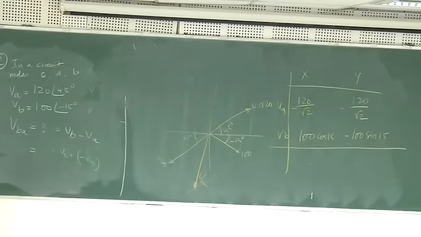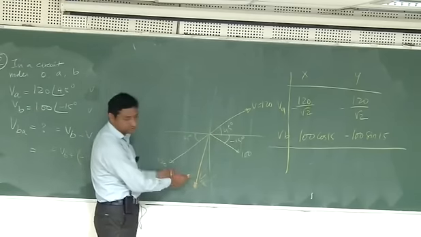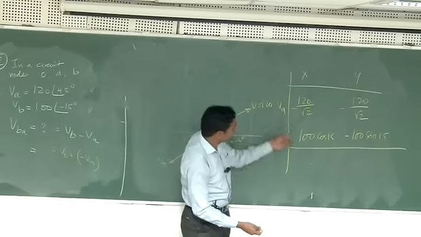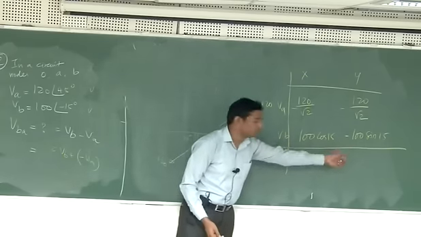Okay. So what I am expecting is that since it is in the third quadrant, both are negative. So that's what we see here. I think this is more and this is less. So this will be negative, that will be negative, both are negative.